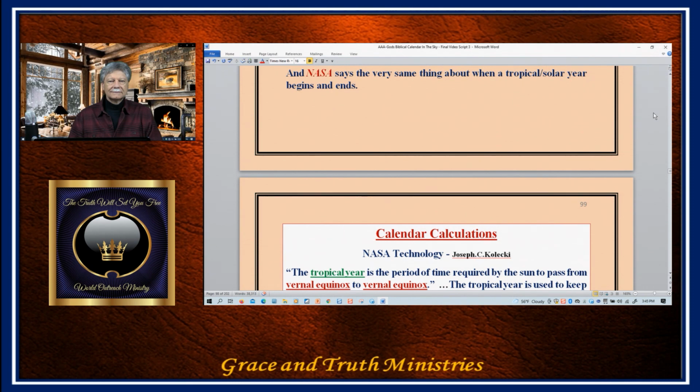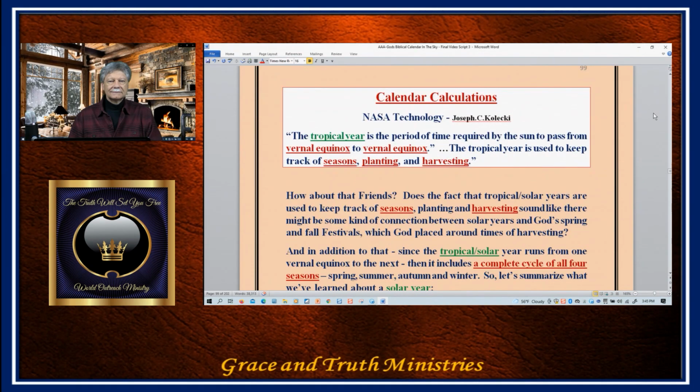It doesn't measure the time from January the 1st to January the 1st. And NASA says the very same thing about when a tropical solar year begins and ends. Let's see what they say. Calendar calculations, NASA technology, quoting: the tropical year is a period of time required by the sun to pass from vernal equinox to vernal equinox.